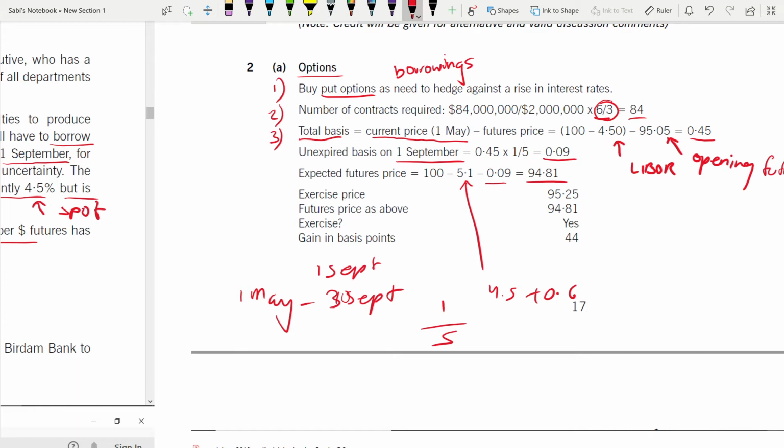Now, exercise price 95.25. Future price as above 94.81, just now you calculated. Will you exercise or not?